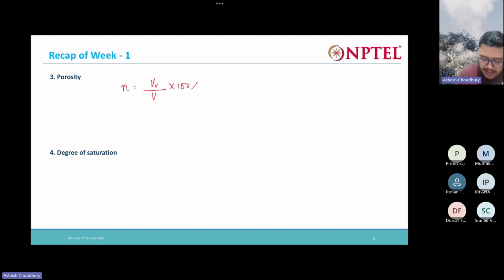So what is the upper limit of porosity? Upper limit and lower limit of porosity. First, let us discuss the lower limit. What will be the lower limit of porosity? 0, correct, Irfana, correct. Lower limit is 0. And what is the upper limit? Yeah, 100%, correct. All of you are correct. It's 100.